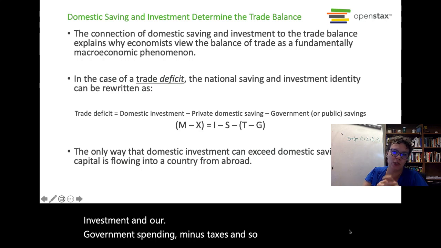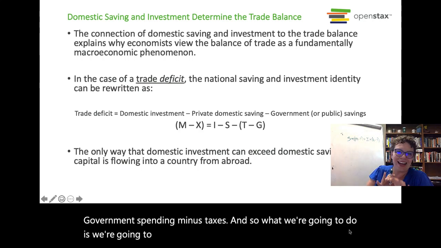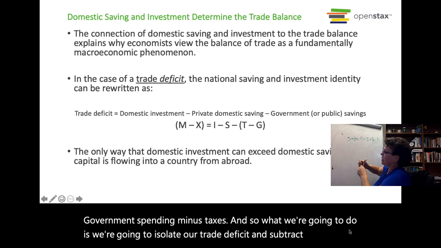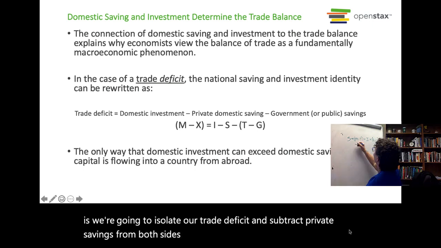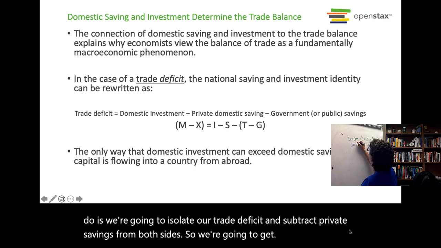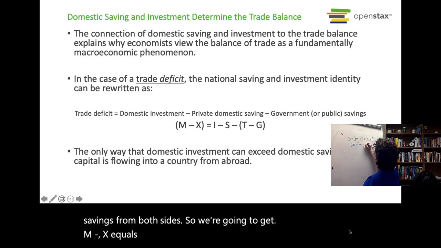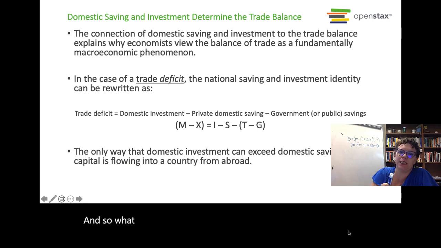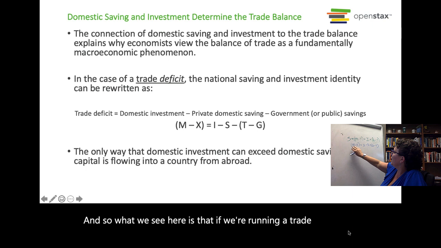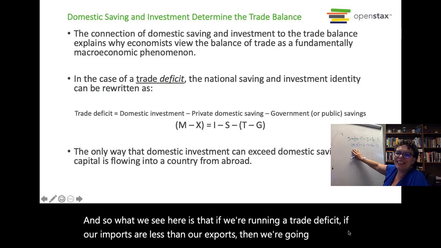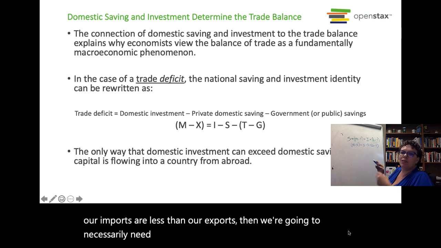And so what we're going to do is isolate our trade deficit and subtract private savings from both sides. So we're going to get M minus X equals I minus S plus G minus T. Okay? And so what we see here is that if we're running a trade deficit, then we're going to need capital inflows to cover for it, right?